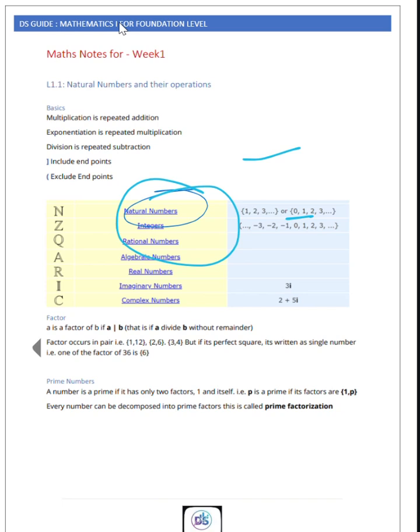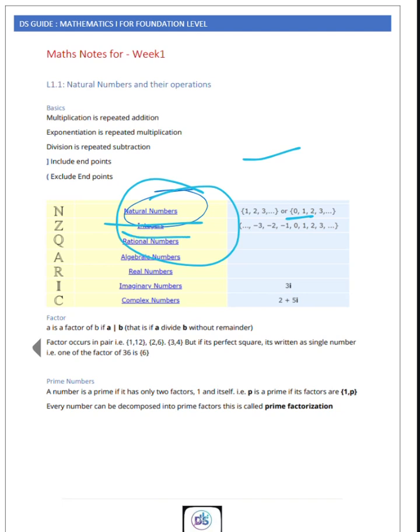So let's start with the basic number theory. The very first term is natural numbers. What are the natural numbers? The numbers which start from 1 to infinity. This is what we have studied in school, but IITM considers 0 also as a natural number. So keep this in mind.